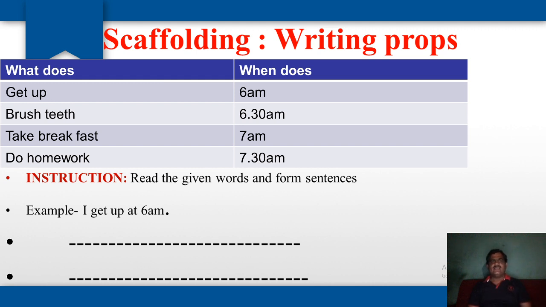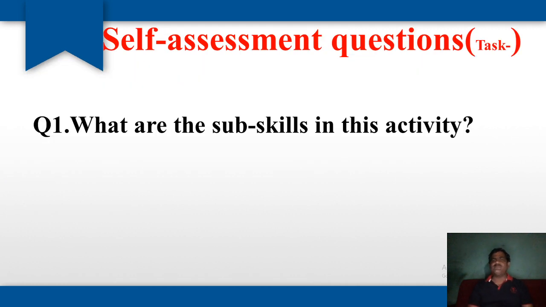The instruction for you, my dear students, is to read the given words and form sentences. One I have done for you: I get up at 6 a.m. Similarly, you have to write other sentences. This type of writing is known as writing prompts through the activities of scaffold writing. Then proceed to your self-assessment question.